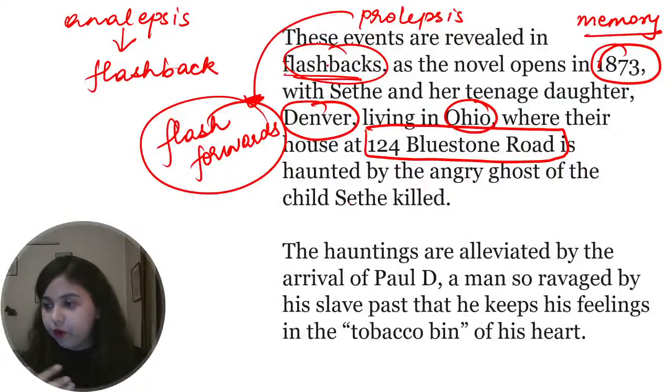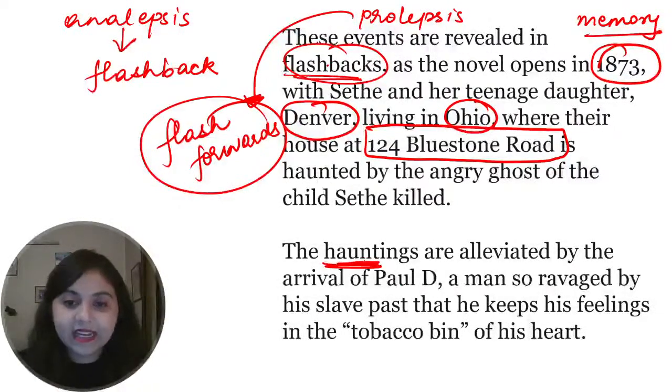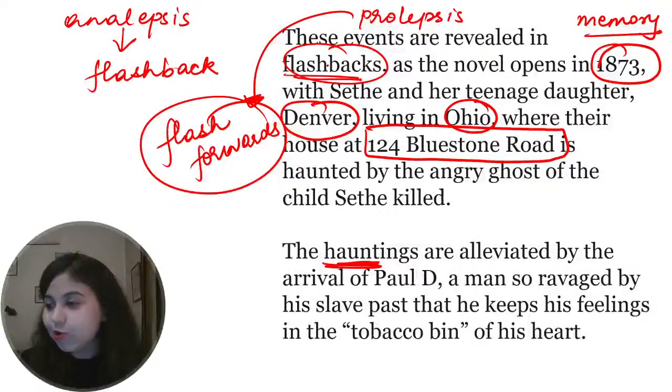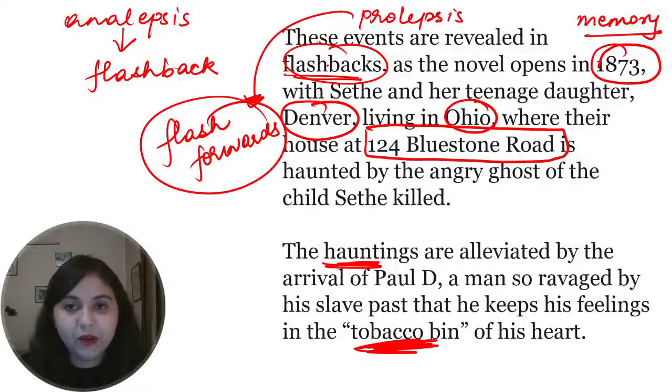Okay, and of course, what we're able to see is that the hauntings get even further furthered. And how are they getting furthered? With the arrival of Paul D. Paul D is also a man who is completely taken over by his slave past, and he keeps his feelings in the tobacco tin of his heart. He's keeping his feelings in the tobacco tin of his heart.